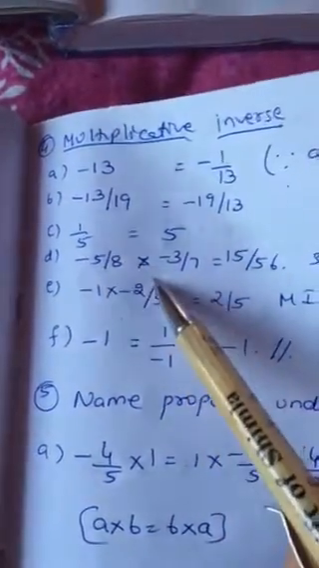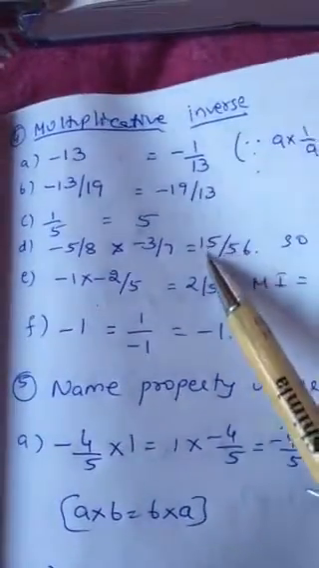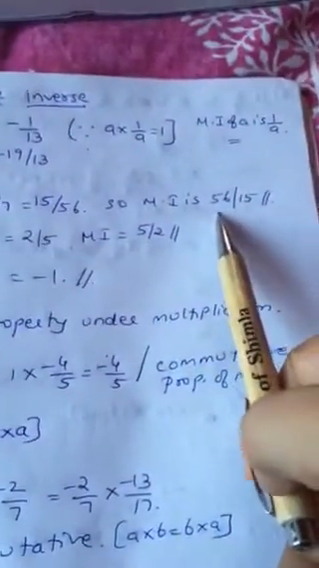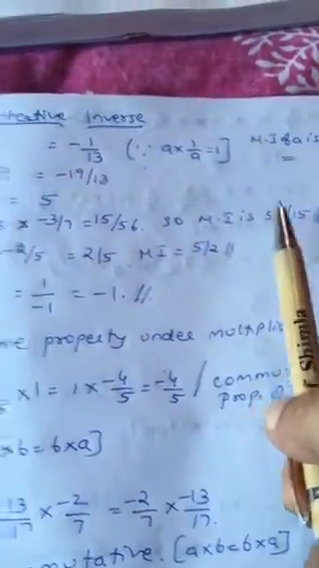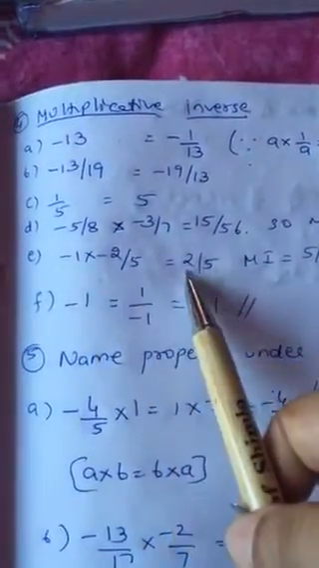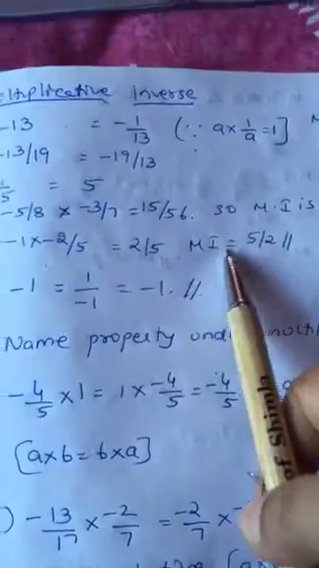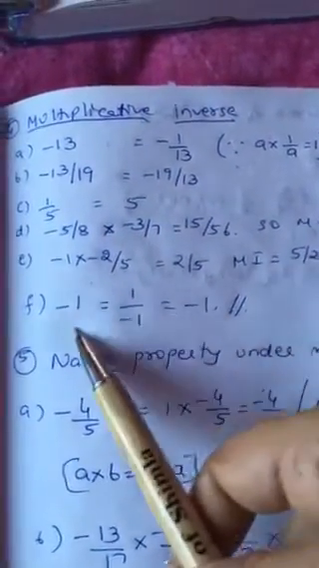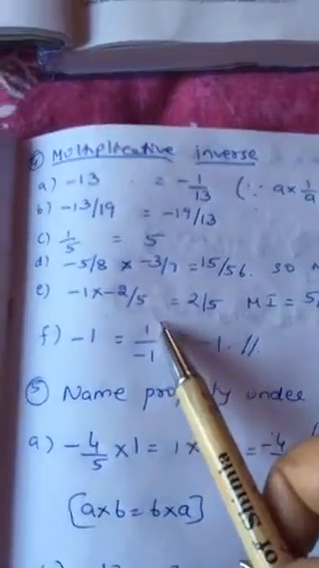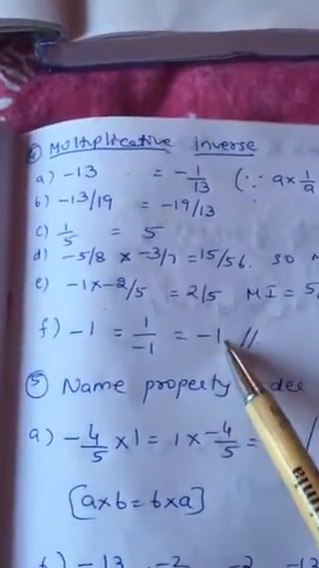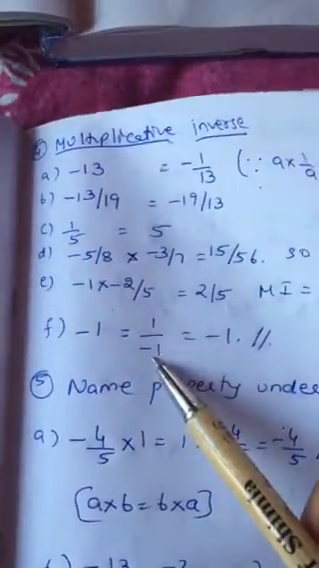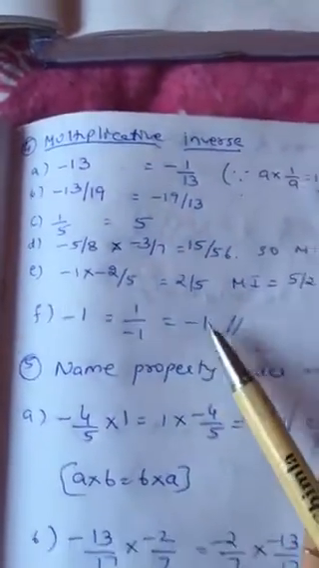Minus 5 by 8 into this one, just solve this first and then write the reciprocal. So the answer becomes minus 56 by 15. Similarly, the same thing, minus 1 into 2 becomes 2 by 5. So the multiplicative inverse becomes 5 by 2. Here, minus 1, the multiplicative inverse is 1 by minus 1, which becomes minus 1. So anything, if the minus is in the denominator, it goes to the numerator.